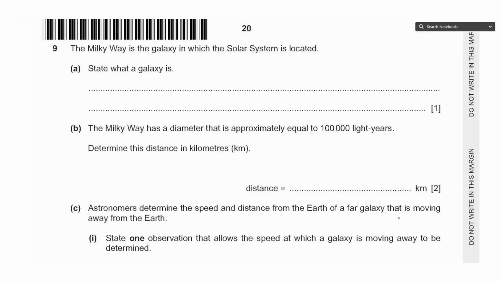Question 9 says the Milky Way is a galaxy in which the solar system is located. State what is a galaxy. It is a group of hundreds of billions of stars. Some of these have solar systems and some do not. Part B says the Milky Way has a diameter that is approximately equal to 100,000 light years. Determine this distance in kilometers.